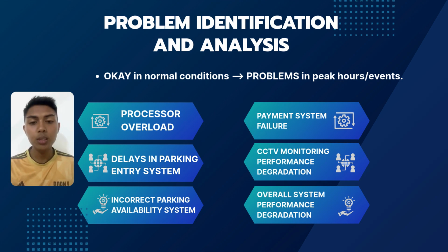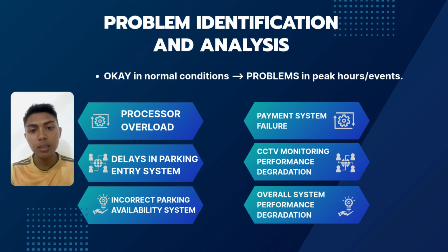Next, we go to the problem identification and analysis. Actually, this system is okay in normal condition, but the problems start in peak hours or events. During the mega sale event, more than 2,000 vehicles entered the mall within a short time. The system had to process a large number of requests simultaneously, causing CPU usage to become very high. As a result, the system becomes slower in responding.